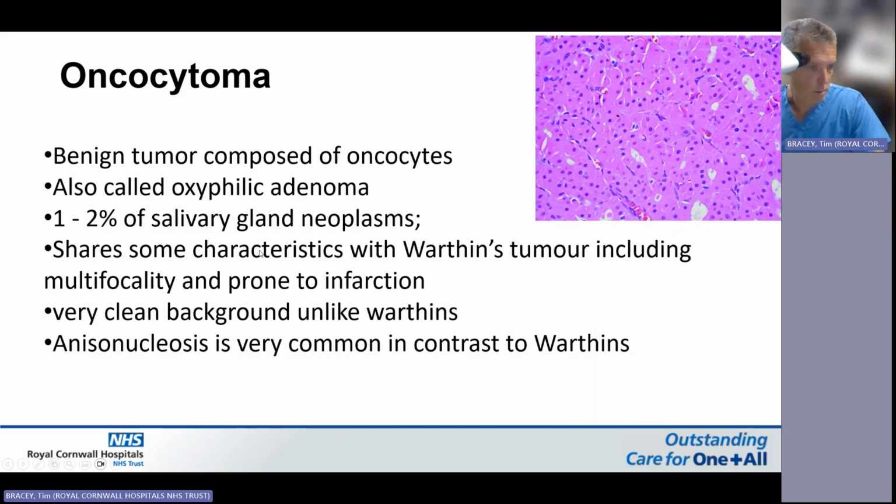They share some characteristics of Warthin's tumor, including multifocality, and they're very prone to infarction. So if you stick a needle in them, they can actually infarct. Unlike Warthin's, they have a much cleaner background, and you don't get a dual layer. Sometimes in a FNA, particularly in the clot preparation, you can actually appreciate the dual layer. So that can help you distinguish Warthin's and oncocytoma, if indeed it's important, which I'm not convinced it is, to be honest.